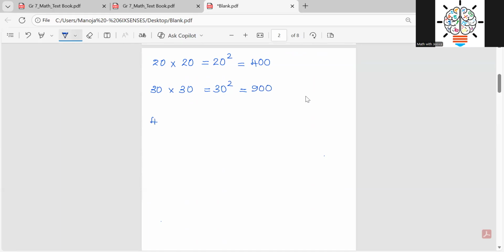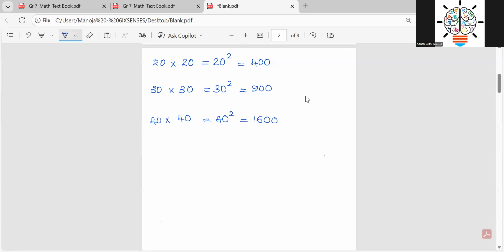Then let's say you have 40 into 40, then it is 40 squared, that is 1600. Now you see that this is something very easy: 2 times 2 is 4, and then you have the double zeros. 10 times 10 is 100.